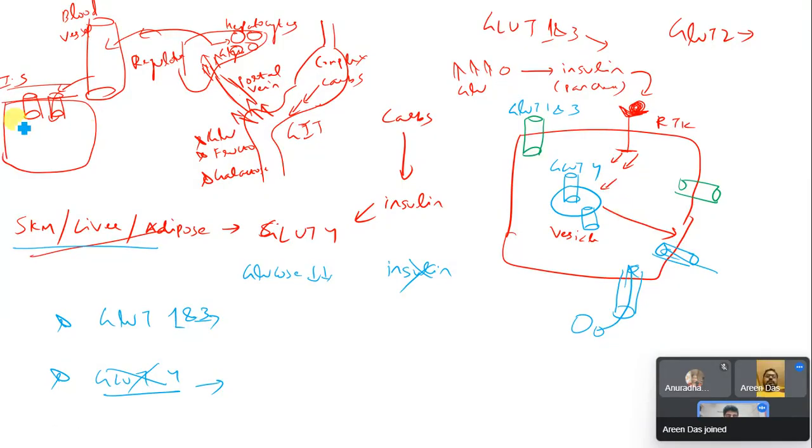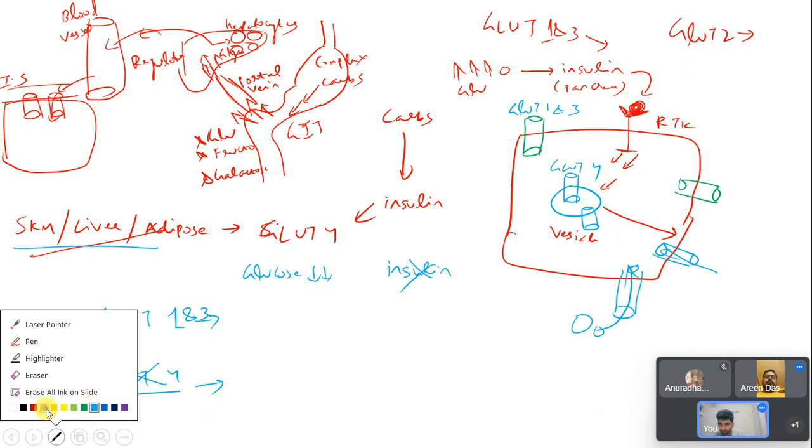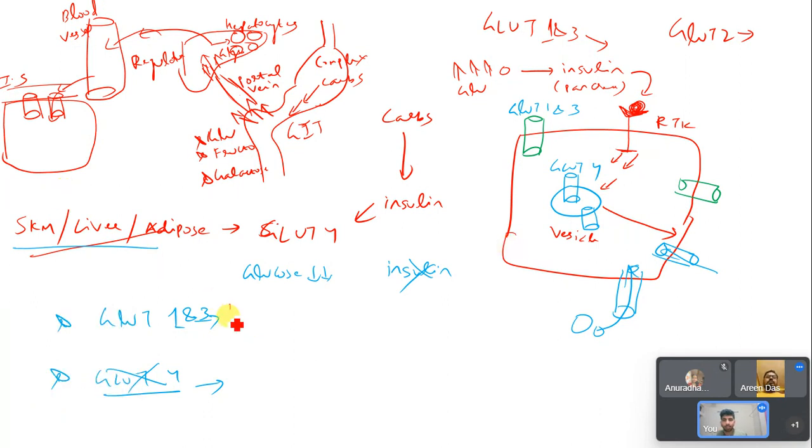GLUT1 and 3 are present on very important cell types of our body, that is our brain and RBCs. So even when your body is in a fasting state, even when you don't have glucose in your body, it still has to take up the glucose in order to provide you the energy and keep you active. And as I told you, even when the glucose is very low, it still has the ability to take this glucose inside.